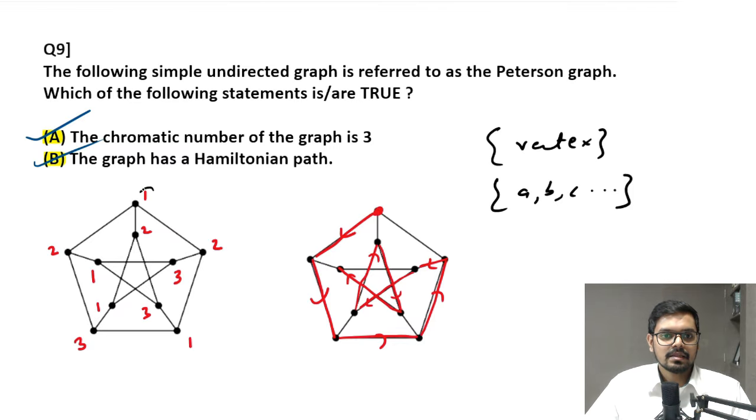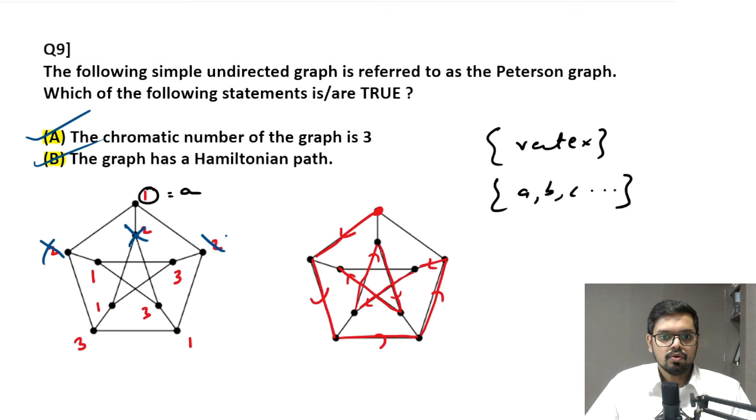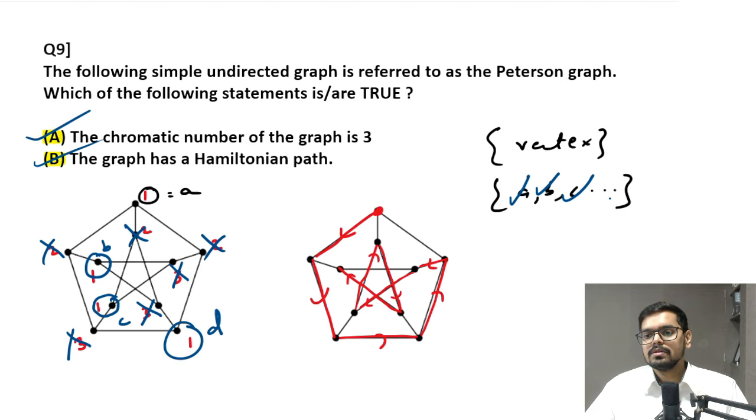So if I consider this 1 as A, then the neighbors are these, so I have to erase them. This is not a neighbor, so I can consider this B. So A is considered, B is considered. Neighbors you have to eliminate. These are the neighbors, eliminated. Can I consider this C? Yes, I can consider C. Eliminate the neighbors, all the others are eliminated, and this is the final D.